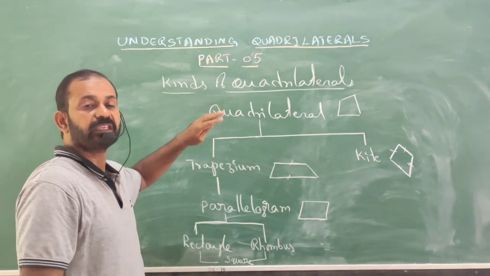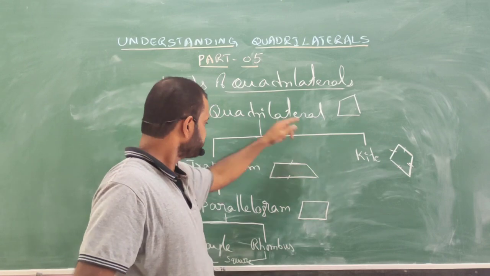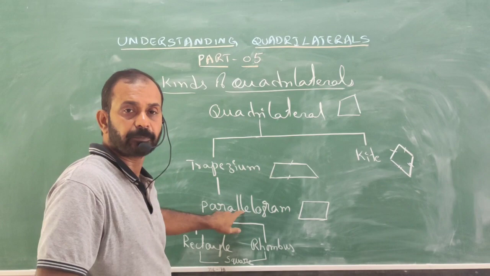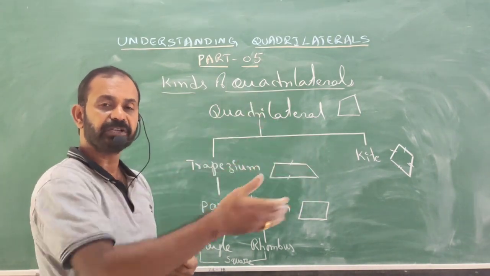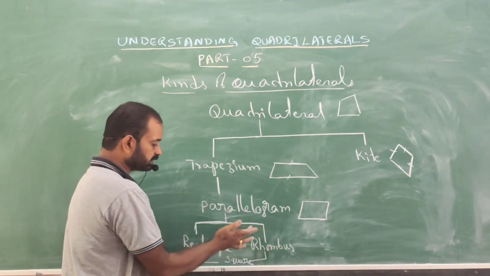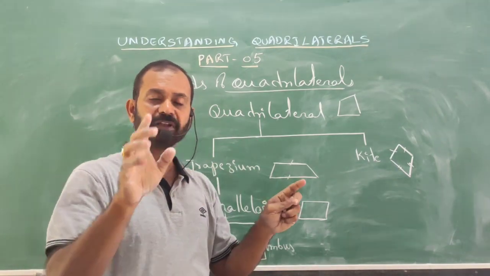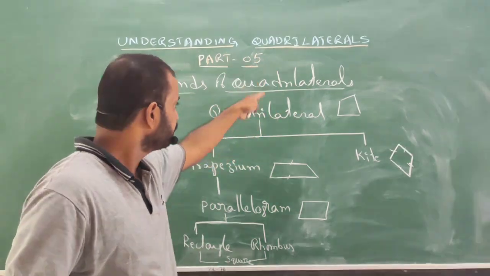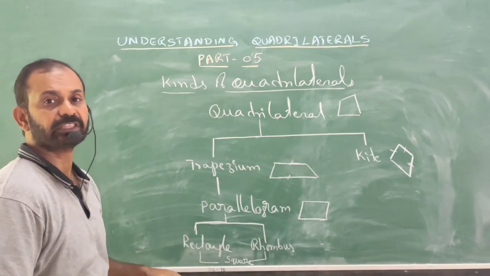Now let me come to each one. First, let me start with a quadrilateral. Then we will see what is a kite, what is a trapezium, what is a parallelogram, and what are the properties of a parallelogram. Then we go for the next exercise. After completion of 3.3, we will study the rectangle, rhombus, square. Then we complete the last exercise. So I have given a brief idea about the kinds of quadrilateral. Next, let me come to each one separately. First, let me start with quadrilateral.